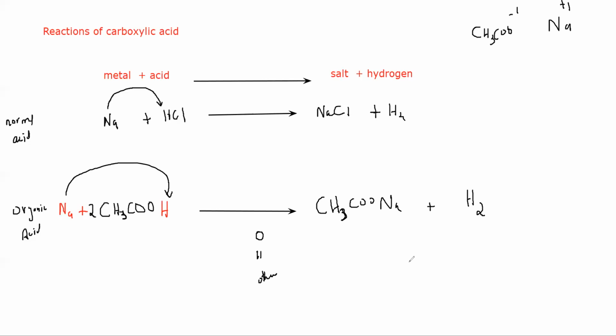Sir, can you explain from the beginning? The balancing part? The organic acid reaction with metal. The reactions are similar to those of metals. Metal plus acid will give salt and hydrogen. As we know, in a normal acid the metal will replace hydrogen. In an organic acid also, the metal will replace the last hydrogen. So that's why the product will be CH3COONa plus H2. And all these organic acids have valency -1, and the metal is +1. That's why it will be CH3COONa. Now the balancing part.